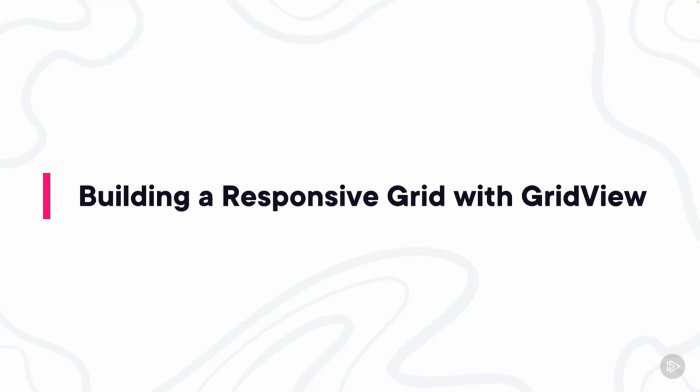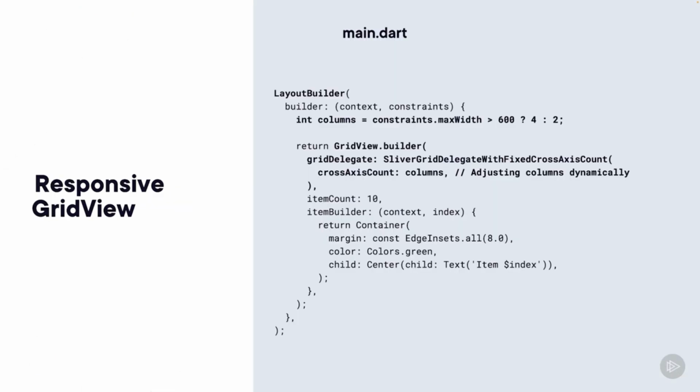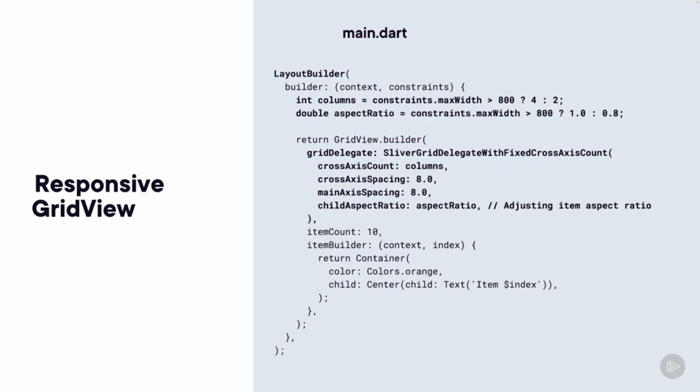In the previous modules, we have learned about grid. So now let's make the grid responsive by adjusting the number of columns based on the screen width. We'll use LayoutBuilder to detect the available space and update the cross-axis count accordingly. You can also fine-tune the layout by customizing the grid's spacing and item aspect ratio. This helps ensure that the grid looks polished on different screen sizes.